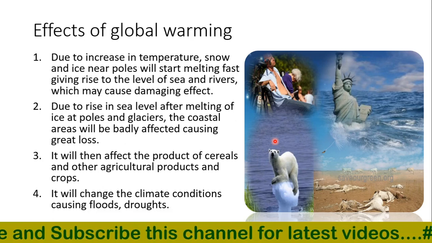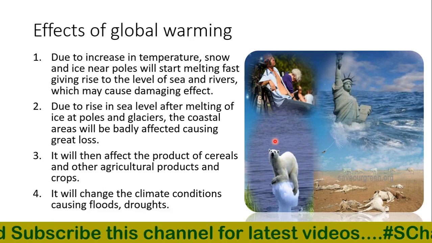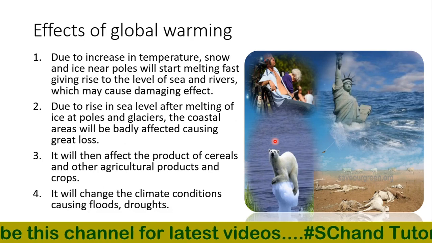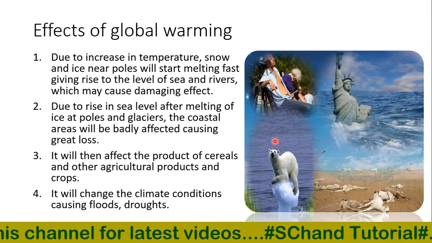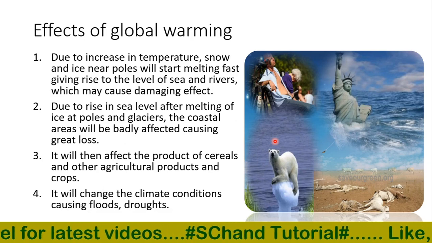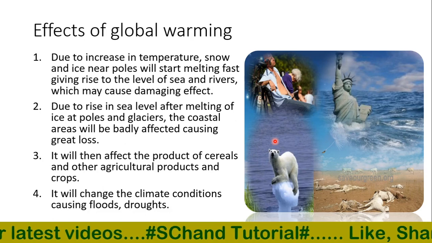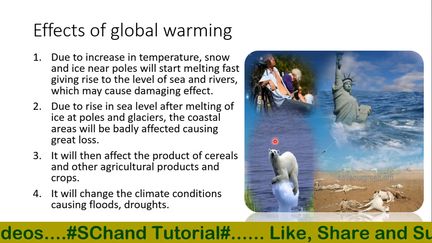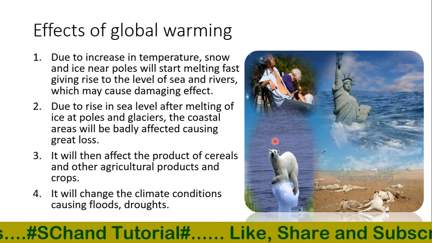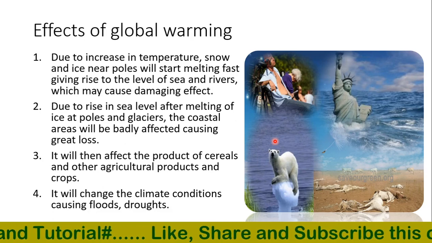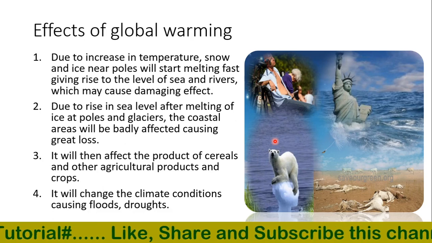So we should try to stop the production of greenhouse gases. That is the only way to avoid global warming. To minimize global warming due to greenhouse gases, we should encourage forestation and minimize the use of fossil fuels. Everyone should plant at least one tree. That is the only way to reduce global warming. So this was all about this chapter. Thank you.